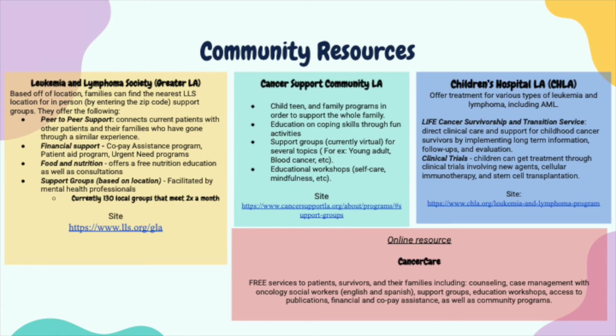Cancer Support Community LA also has a plethora of programs to choose from. They are focused on child, teen, and family programs and have education on coping skills through fun activities. They also have support groups and educational workshops. Children's Hospital LA also offers treatment for various types of leukemia and lymphoma, including AML. They have a Life After Cancer survivorship and transition service, which is direct clinical care and support for childhood cancer survivors, and it focuses on long-term solutions. And because of COVID, there are always online resources to turn to, such as CancerCare.